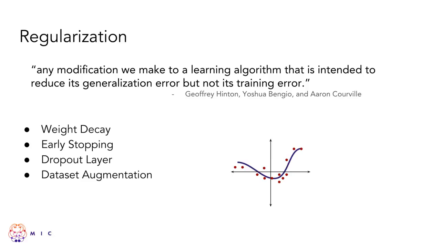So I'm going to go over 4 techniques: weight decay, early stopping, dropout layer, and dataset augmentation. The first 3 are algorithmic, and the last one deals with dataset. Okay, so I'm going to start.